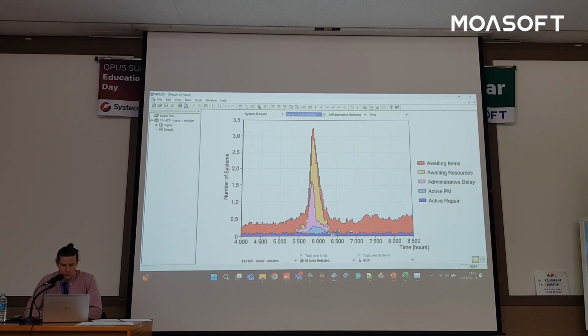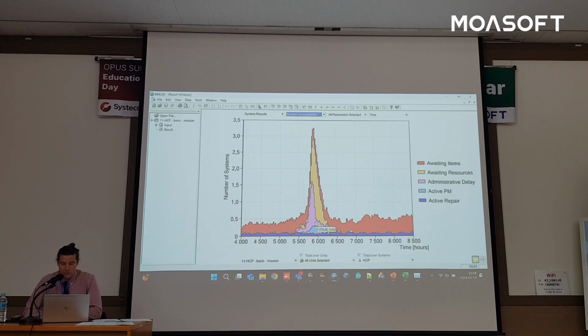But if it's hours, you see that we have a peak here in the unavailability. We have over 3 systems that are unavailable here for a while. And that's because what's different here is that we get this light blue bubble at the bottom, which is that you get a PM. So many of the systems come into PM at the same time. And during this PM, we have this pink color, which says that it's an administrative delay. So there are delays in the administration of the maintenance for this PM.